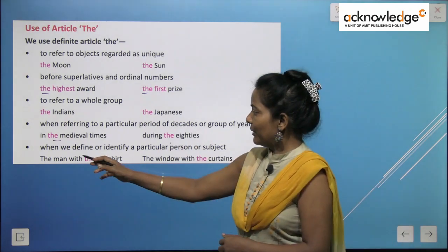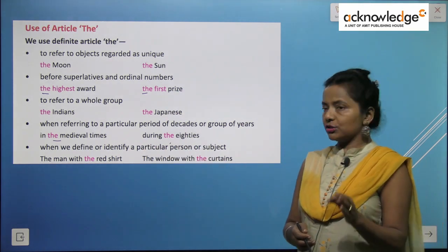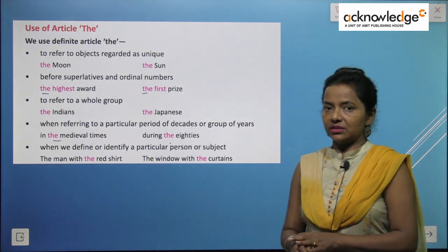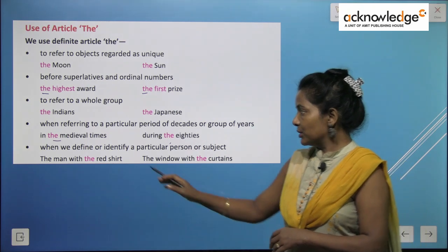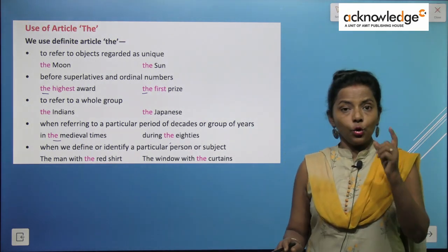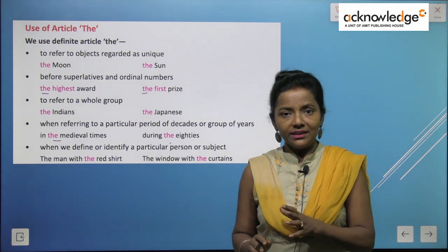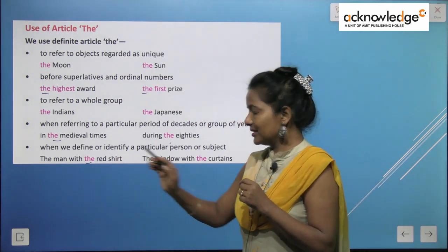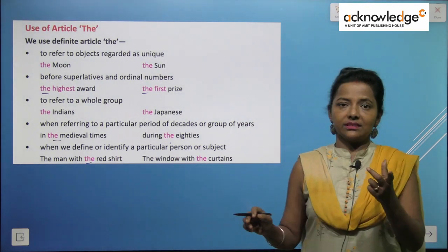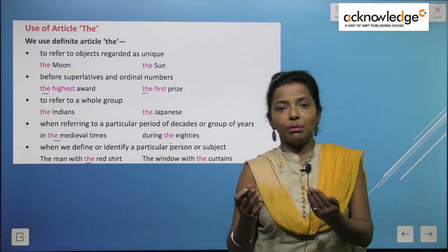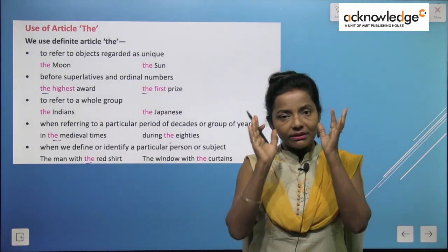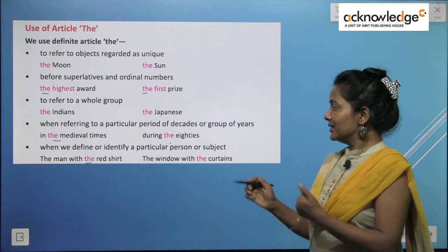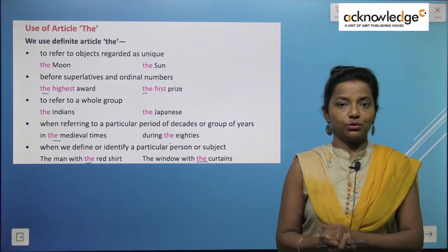Next, where can we use the? When we define or identify a particular person or subject. The man with the red shirt. Here we are identifying a man who is wearing a red shirt. We are just talking about that man, so we are using the here. The window with the curtains. There are many windows, but I am talking about the windows which have curtains on them. So I am talking about that particular window, so I am using the here.